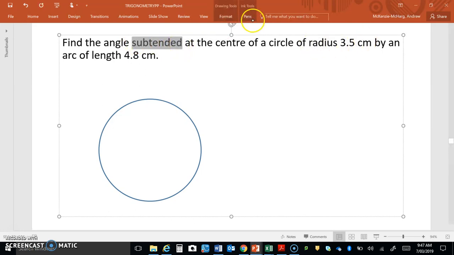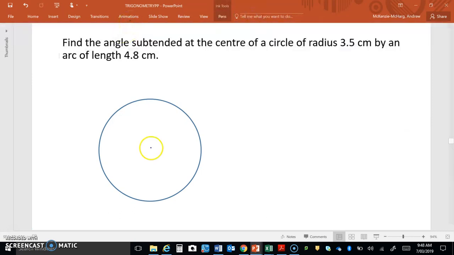So the radius of the circle, as you would know, is from the centre of the circle to the edge of the circle, that is 3.5 centimetres. And an arc length of 4.8 centimetres, well, you might understand that if we were to trace out this angle to here, then the arc that we're making along the edge of the circle is 4.8 centimetres. So we're working backwards. We want to find out what is that angle there. I'm going to call it theta.